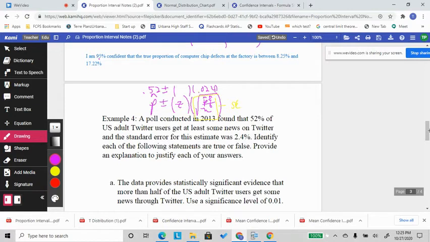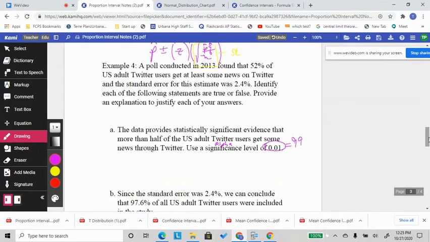Okay, now we need to find a Z in A. It says the data provides statistically significant evidence that more than half get some news through Twitter. Use a level of 1%. So remember, if your alpha level is 1%, significance level and alpha level are the same thing. If your alpha level is 1%, then you're doing a 99% confidence interval. All right, so let's see what we get here, and then we'll talk about what this question means.